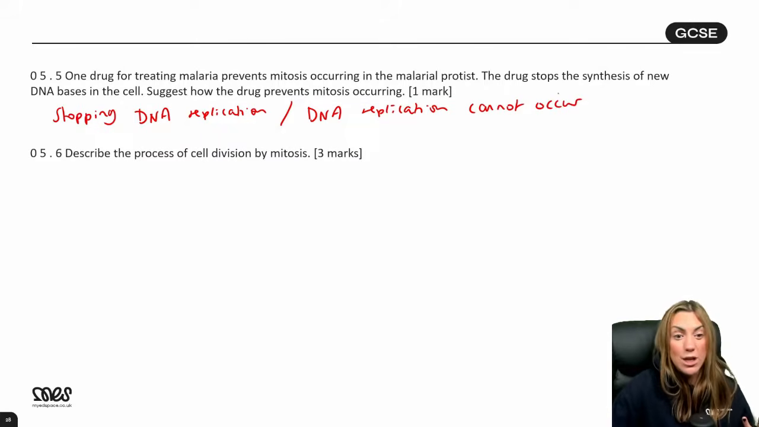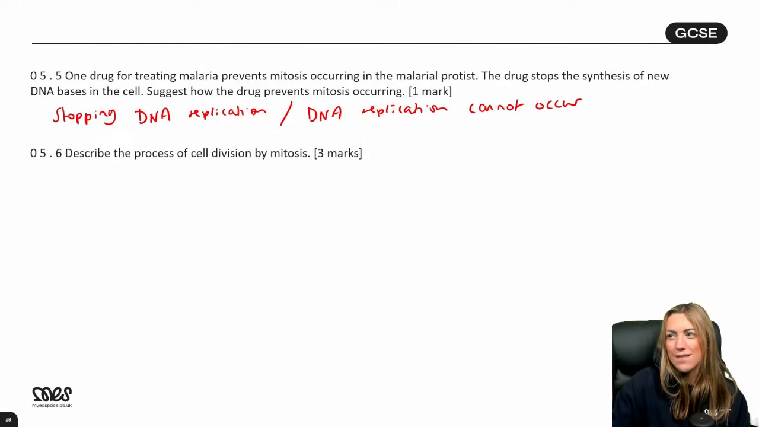because we can't make any new nucleotides, we can't make any new bases, so we can't build any new DNA. So DNA replication cannot occur, or you can say DNA cannot be duplicated, or the amount of DNA cannot be doubled, something like that. And obviously if the DNA can't be replicated, then mitosis or nuclear division cannot occur.